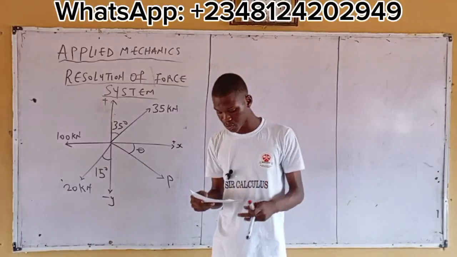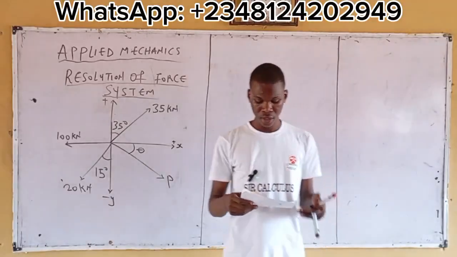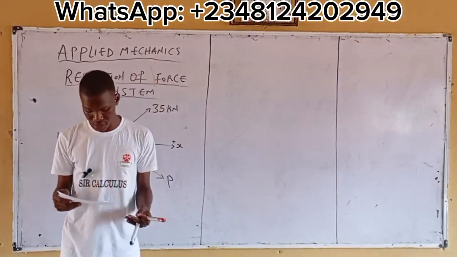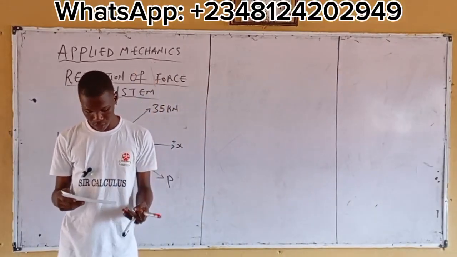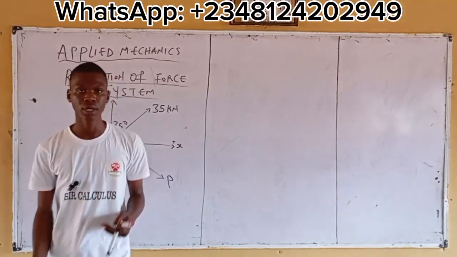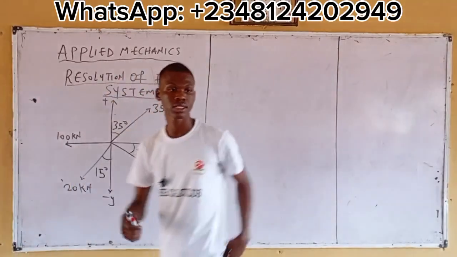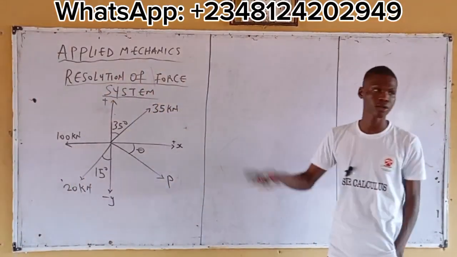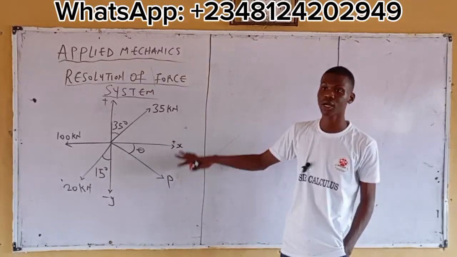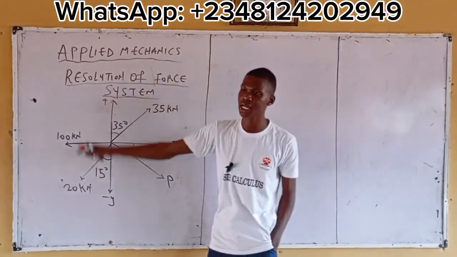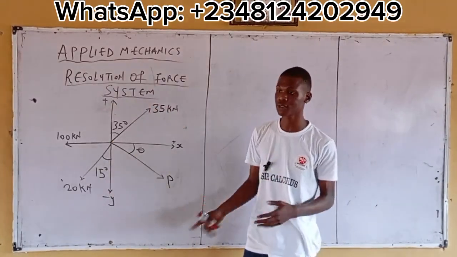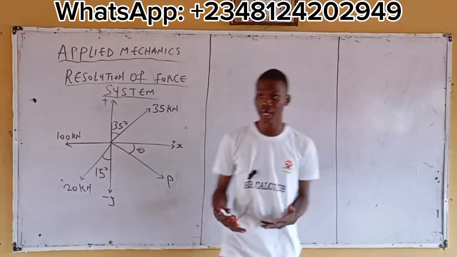Apply the principle of resolution of forces to find the unknown force P in magnitude and direction in this system of forces. Now, this is how it works. It's very simple, right? The idea is simple. You are given this system of forces, and you are told to solve it. Meaning, what will be the value of P? The question says to find the magnitude of P and the direction, right?